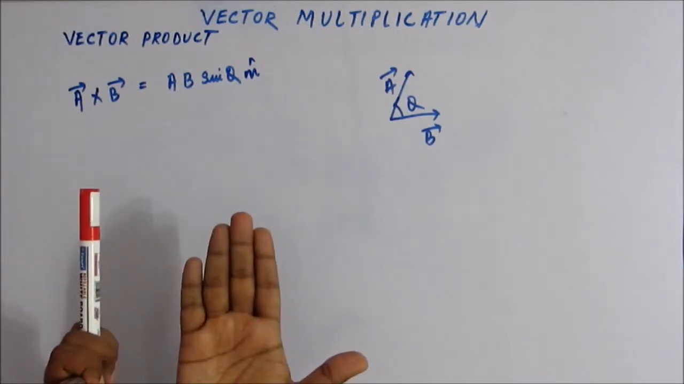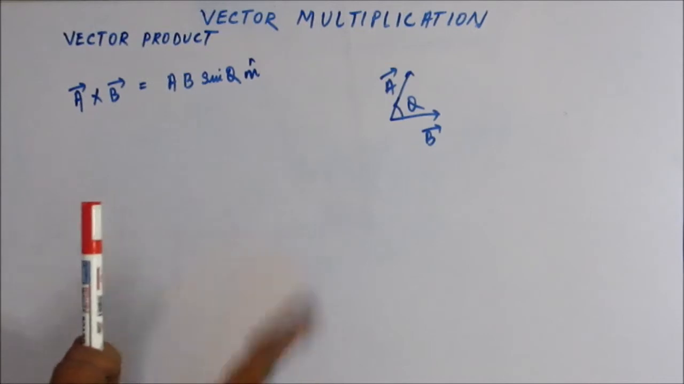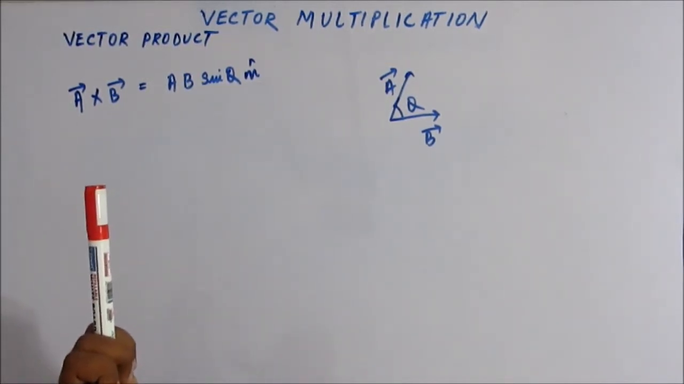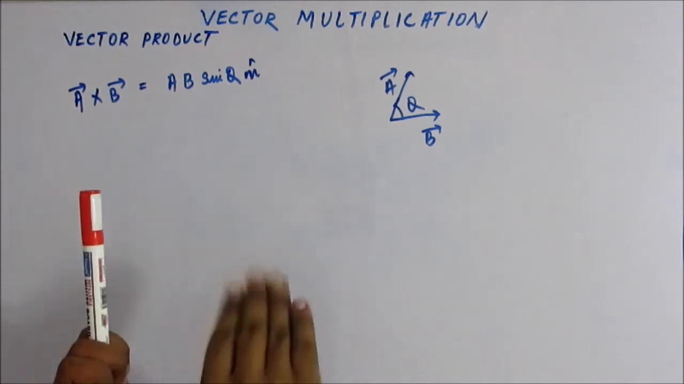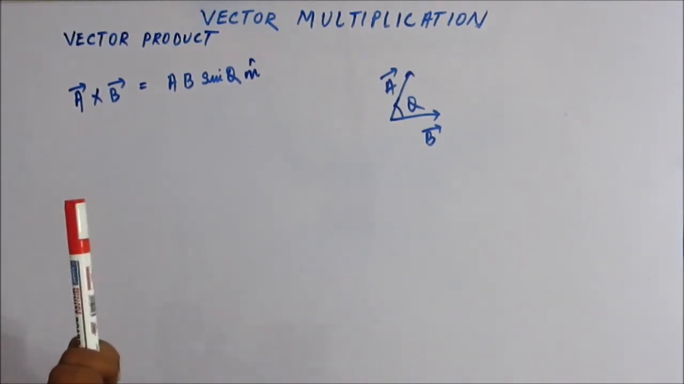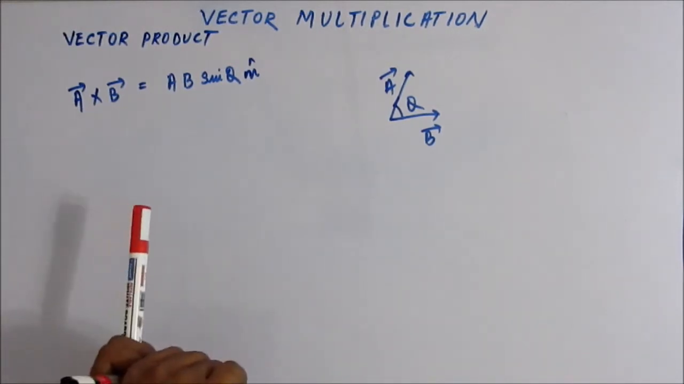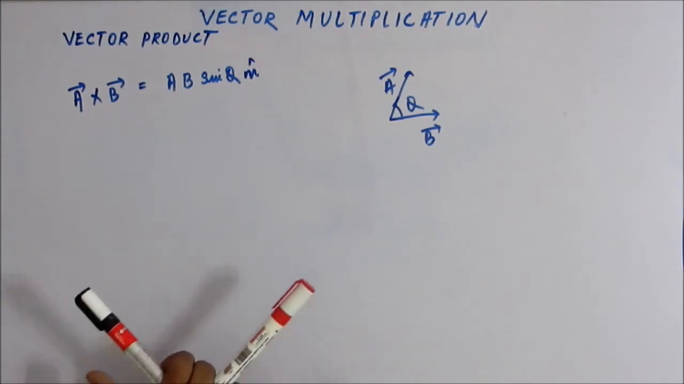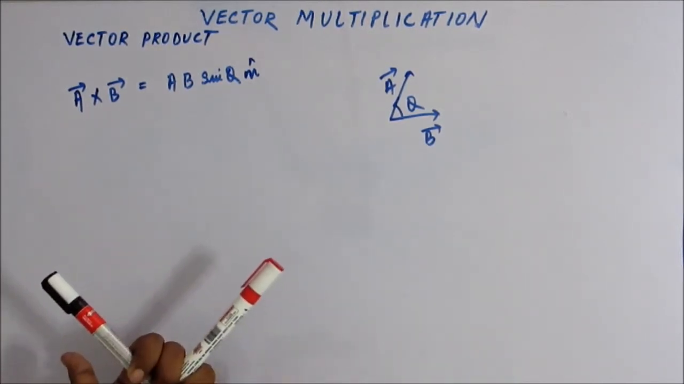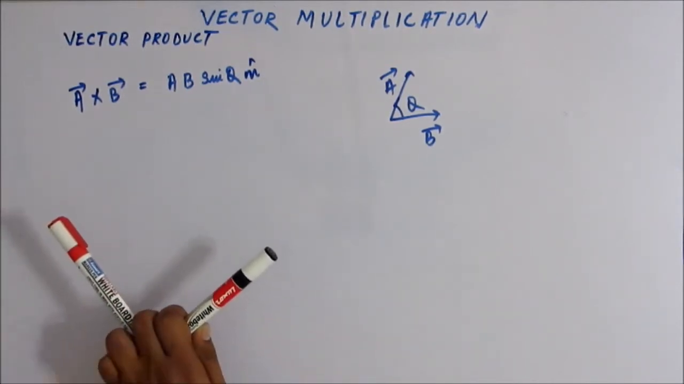If you keep your palm like this, you can't go from A to B naturally. Naturally you will curl like this. So keep your palm like this so that you can go from A to B naturally. Now my thumb is pointing in this direction. So this is the direction of A cross B. If this is the orientation and this is A and this is B, then A cross B is downwards. If this is the orientation, this is A, this is B, then A cross B is upwards.